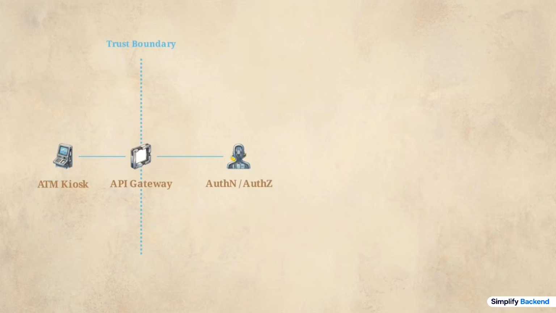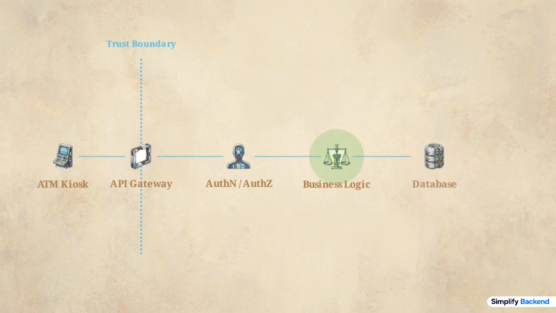Once inside, it hits the authentication and authorization phase. The system verifies your cryptographic identity, confirming you are exactly who you claim to be, and checks your account permissions to ensure you are allowed to withdraw funds. Next is the business logic phase. The system runs the non-negotiable mathematical rules, checking your requested $50 against your total available balance to ensure you have the funds.